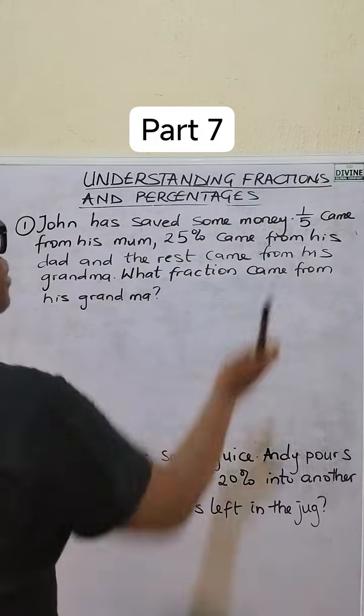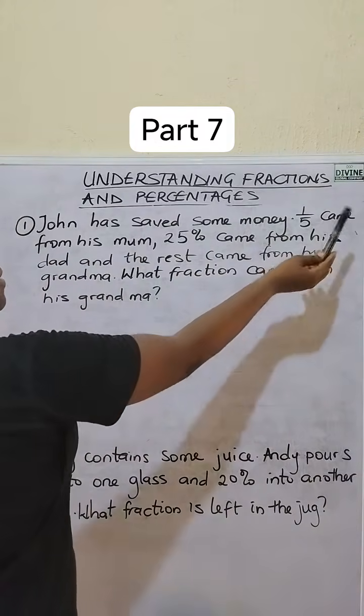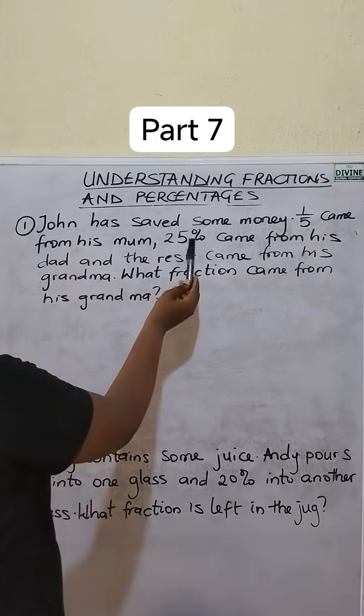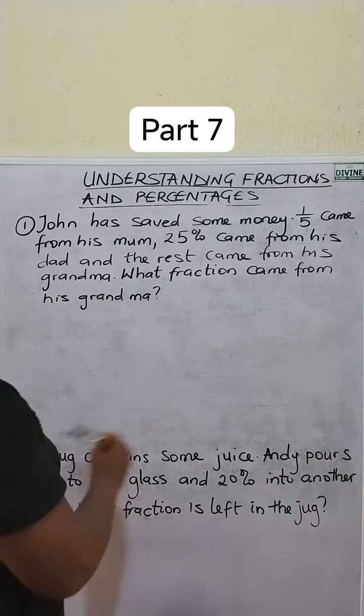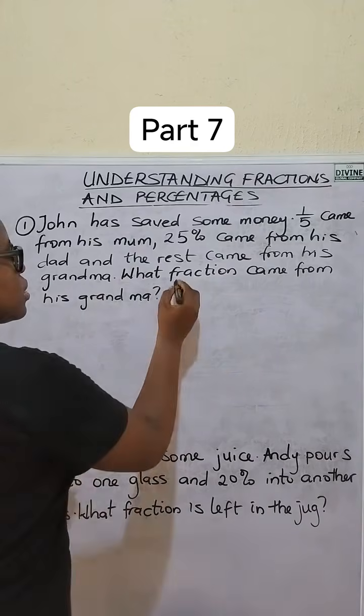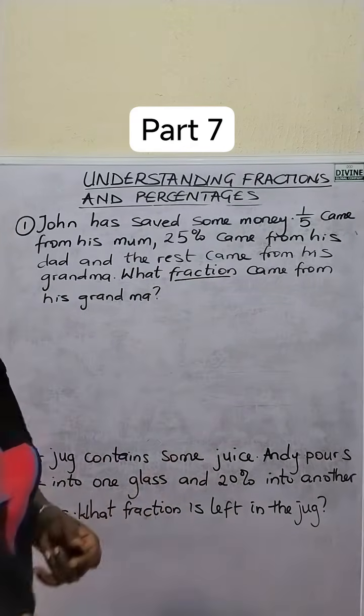John has saved some money. 1/5 came from his mom, 25% came from his dad, and the rest came from his grandma. What fraction came from his grandma?